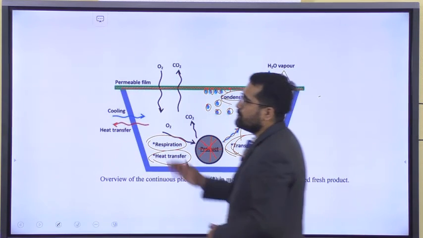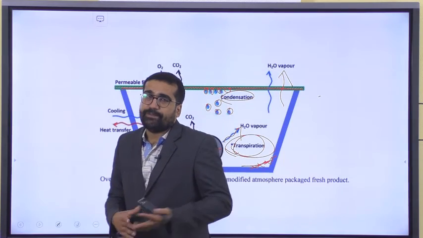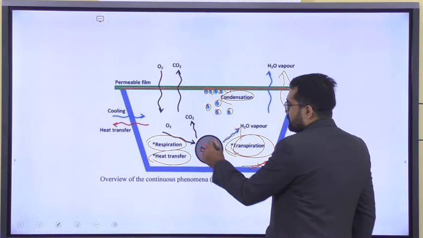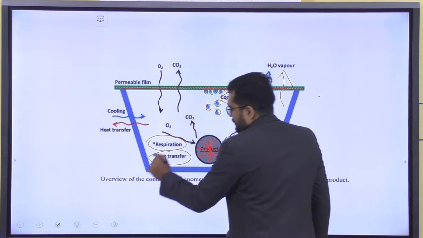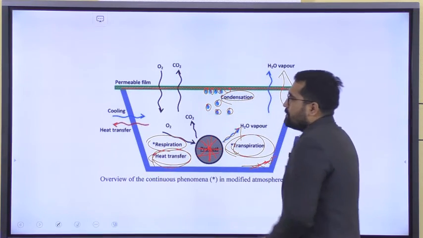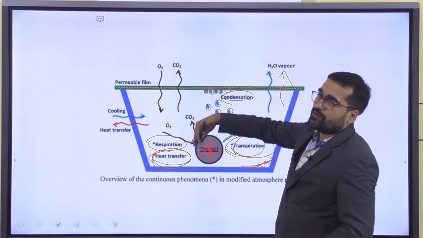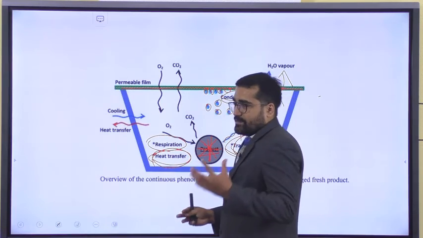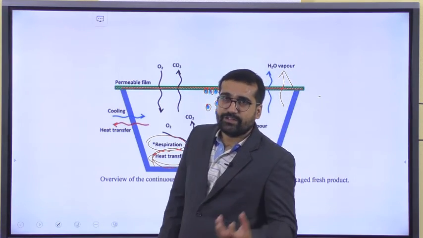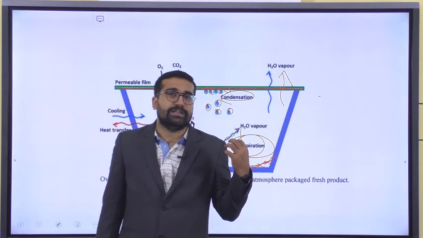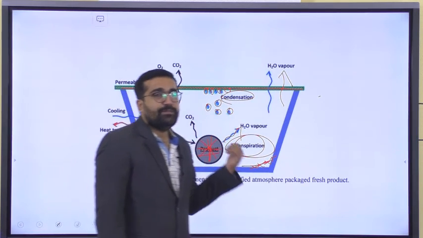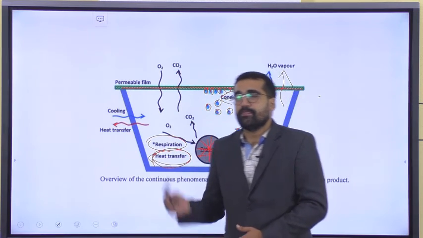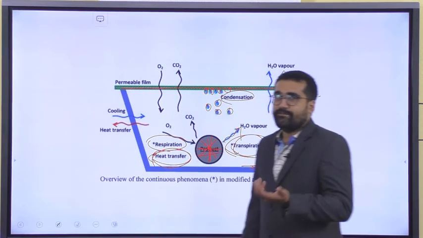And we also try to cool the MAP packed product. Generally we keep it in the freezer so that we can reduce this heat also, by cooling the product. And we are maintaining CO2 and O2 levels continuously by maintaining the permeable film or by changing the conditions outside or inside. So this is how we are maintaining the conditions inside the MAP pack. Either it can be with the permeable film like perforation, or it can be passively or actively packed.